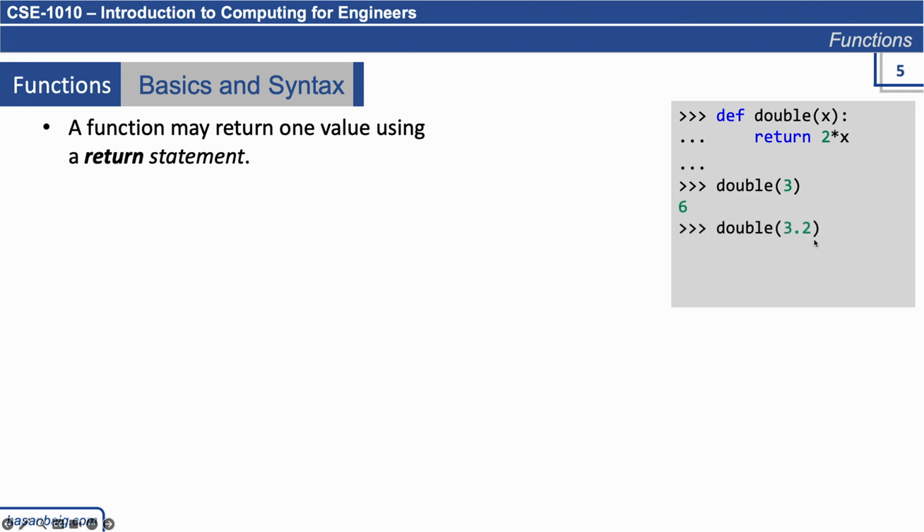Similarly, when you pass a floating point value 3.2, it would be multiplied by 2 and the result returned. In Python, the multiplication operator also works on strings. So when you pass a string, it is duplicated. So this pika would be returned.